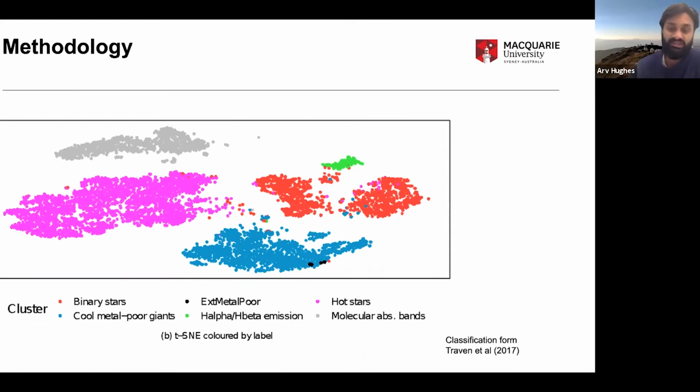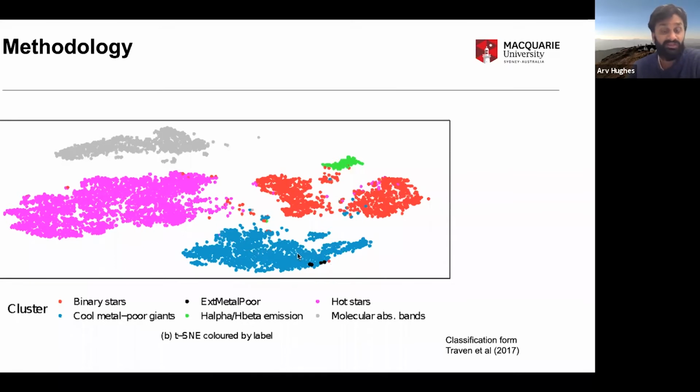So this plot here, using the labels classified by some work that Traven did in 2017 of binary stars, cool metal poor giants, H alpha, H beta, hot stars, and molecular absorption bands, you can see that these classes are really nice and well defined. But for my method, what I've said is instead, let's inject some known metal poor stars, or whatever star you're trying to find. Let's inject some known objects and see where they lie. And so you can see here the effectiveness of t-SNE in the sense that my known stars that I've injected lie on this cool metal poor giant cluster.